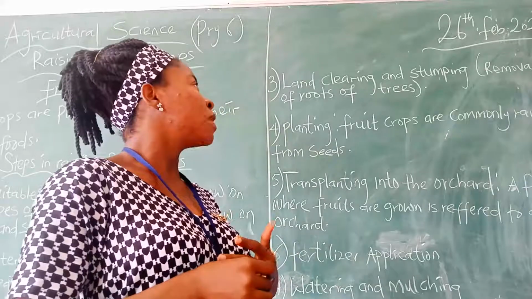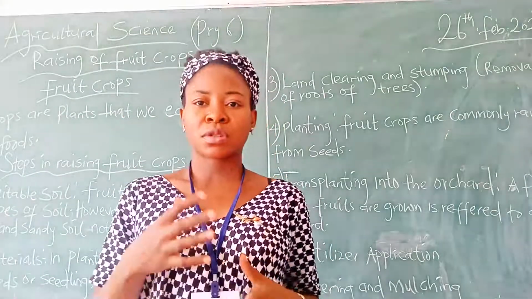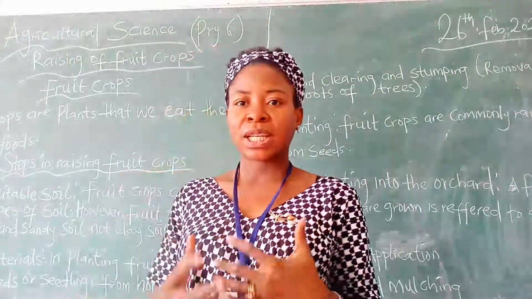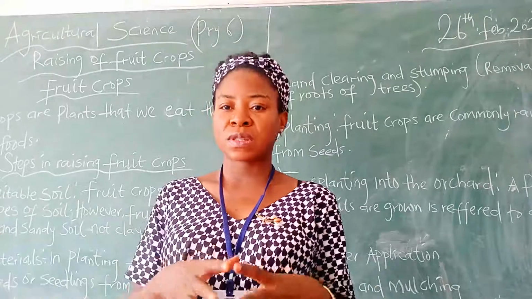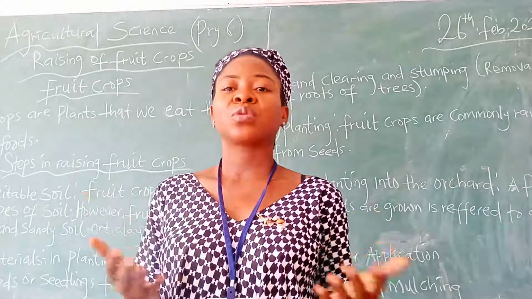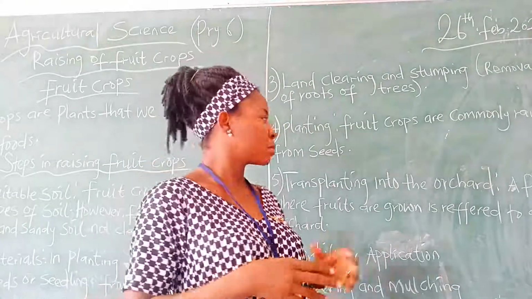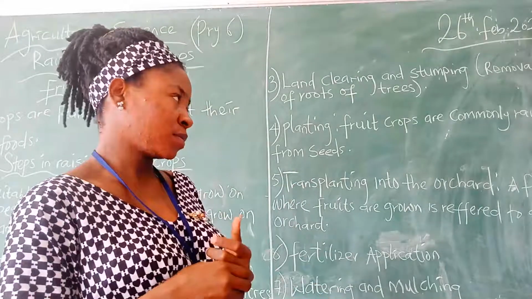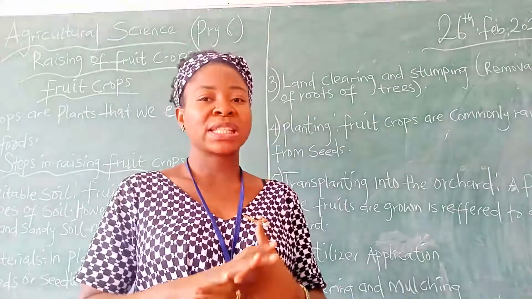Now the third one takes us to land clearing and stumping. That is removal of roots of trees. You must arrange your land, clear your land, fix it, remove some roots, then put it in a way that you want it, how you want it, before you start planting. Then the fourth one, that is the main thing, the major part, which is the planting.